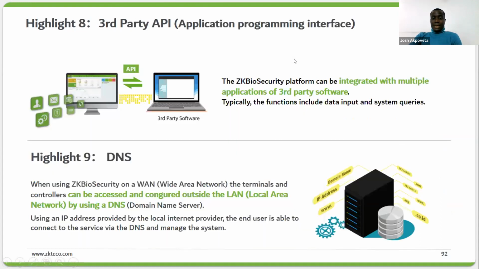Most important is that we understand that ZKTeco doesn't have all security products. Some people might have third-party products that they're using, third-party solutions that they want to integrate. Hence BioSecurity becomes a solution that you can integrate with third-party ERPs and solutions with our API to achieve an all-in-one solution. Security using the DNS, domain name server, to manage your server locally and on a wide area network.